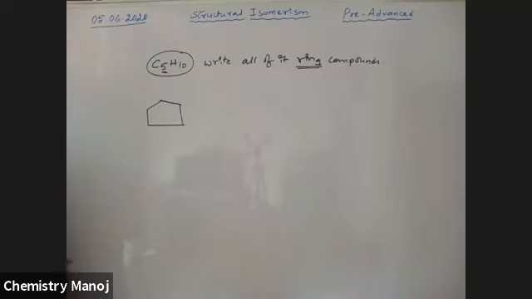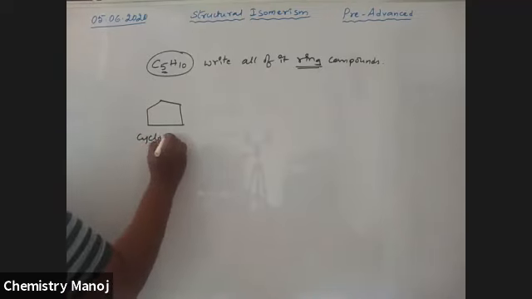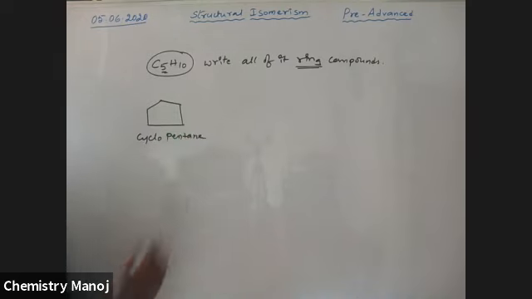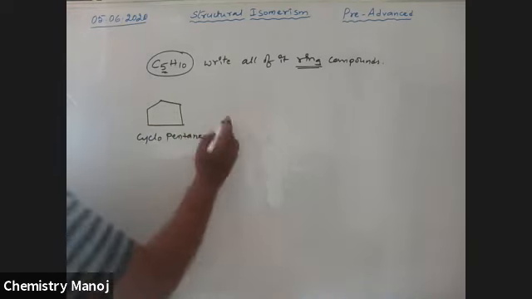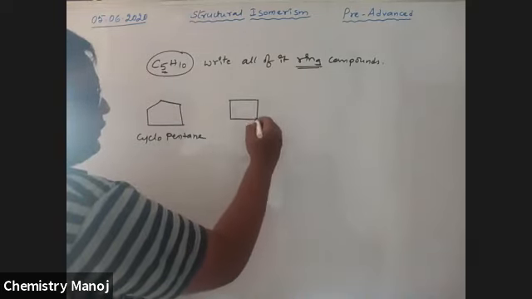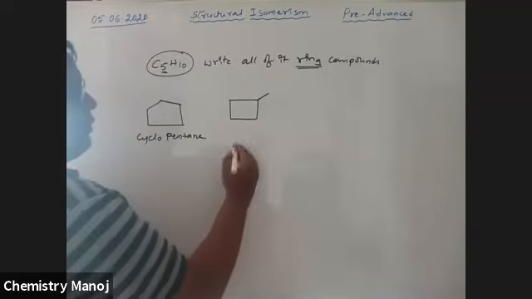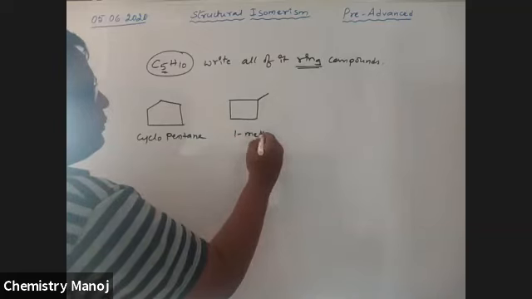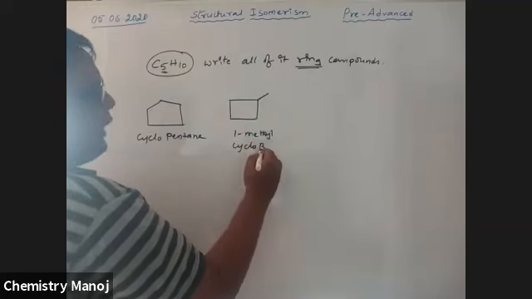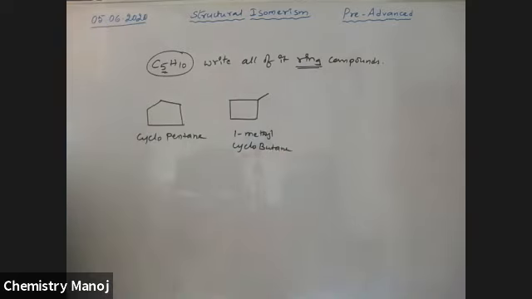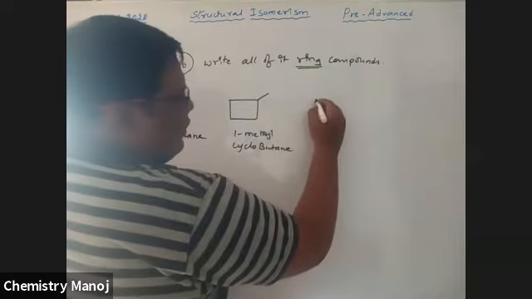This is the first one. 5 carbons, each carbon has 2 hydrogens. It is cyclopentane. Next, reduce the carbon number. 4 carbons with 1 side chain. Therefore it is 1 methyl cyclobutane, or the 1 is not needed: methyl cyclobutane.